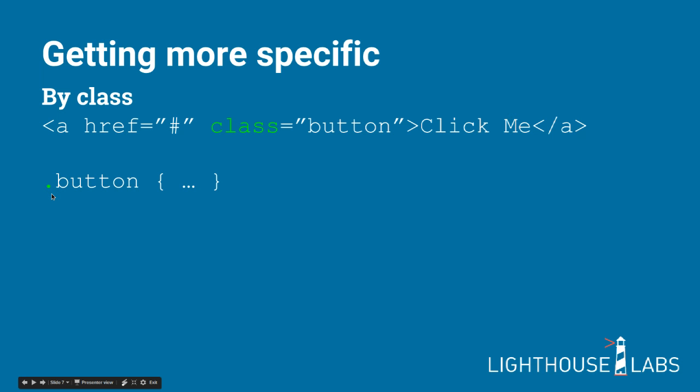If you're talking about a class, you put a dot before the class name, and then you follow that standard syntax with the curly braces and the properties and all that. You can change it to look however you want. So it doesn't even necessarily have to be a link like it is here. It could be a submit button, say on a form. It could even be a paragraph. It doesn't even really matter. You can assign these classes to anything.